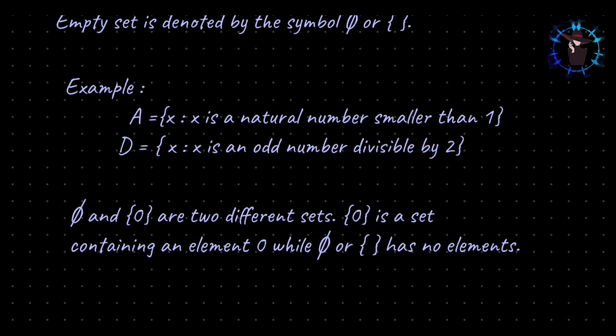An empty set and a set that contains 0 are two different sets. It is a set with the element 0, whereas a null set is completely empty. Having a 0 in a set doesn't mean it is an empty set. Okay?